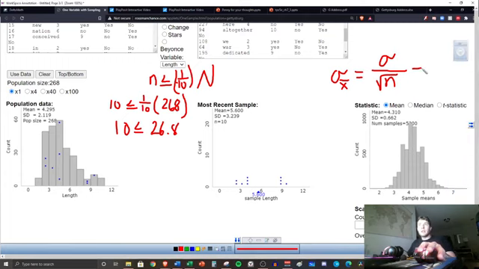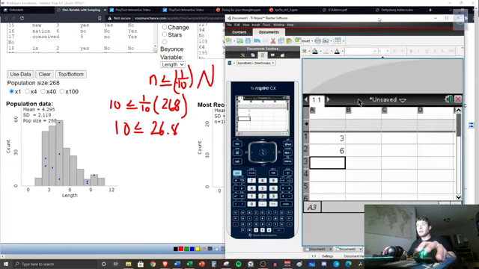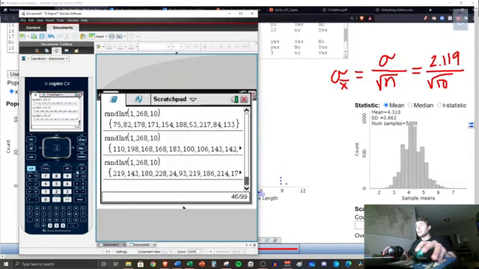We'll have our standard deviation. Our standard deviation should be, well, we take the population standard deviation, 2.119, divide it by the square root of n, which n is our sample size, 10. So we put 10. So we can grab our calculator.